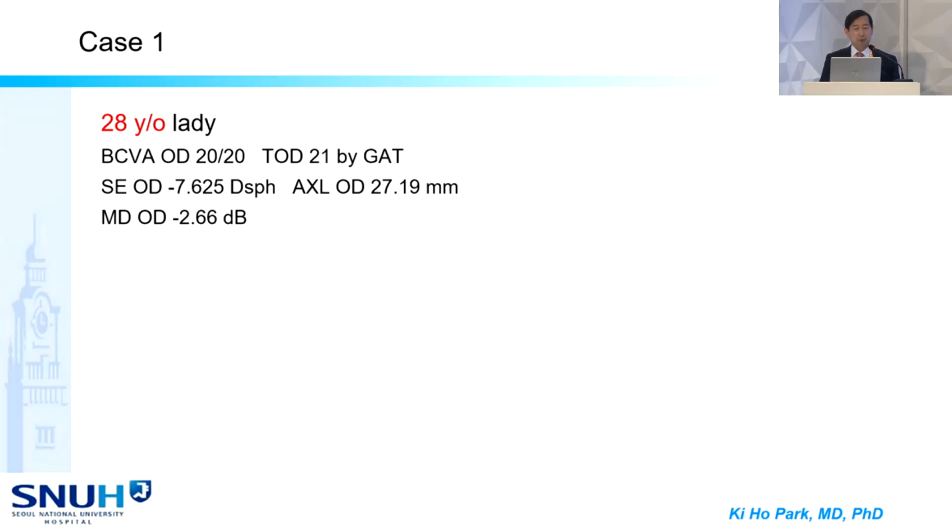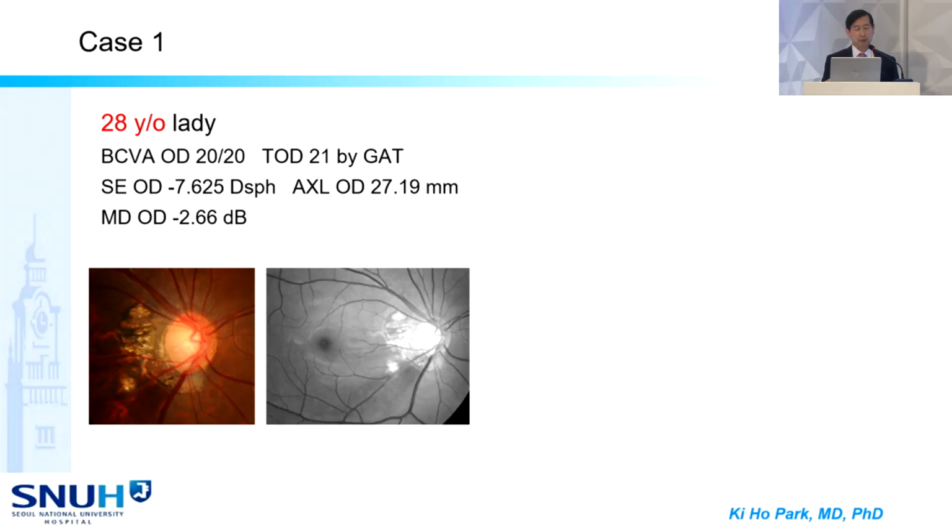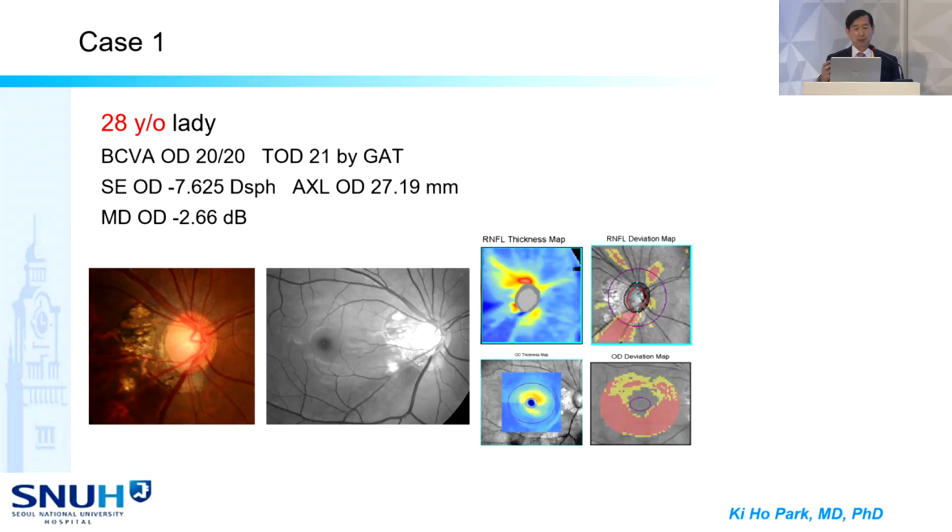So this is case number 1, a 28-year-old lady, quite young, with IOP 21 and highly myopic. So quite a strange optic nerve head and peripapillary change. And you can see some suspicious RNFL defect inferior temporally. And OCT can clearly see those defects, and it can clearly tell us. And also at the macular area, you can see the superior and inferior asymmetric ganglion cell layer change. Visual field is like this.